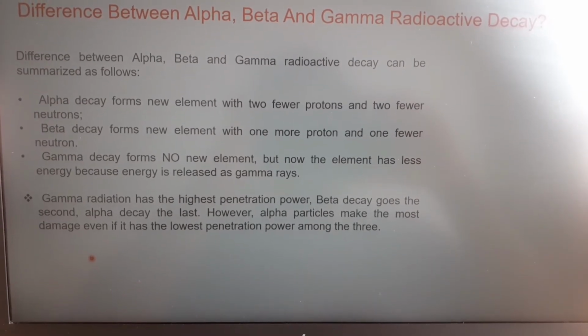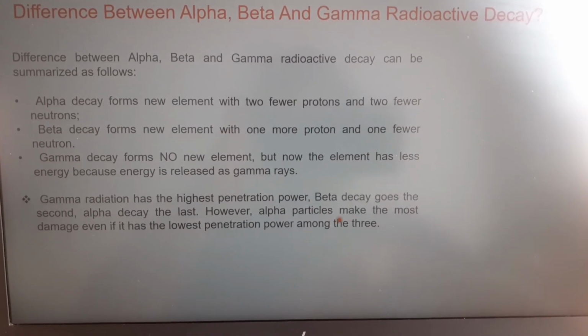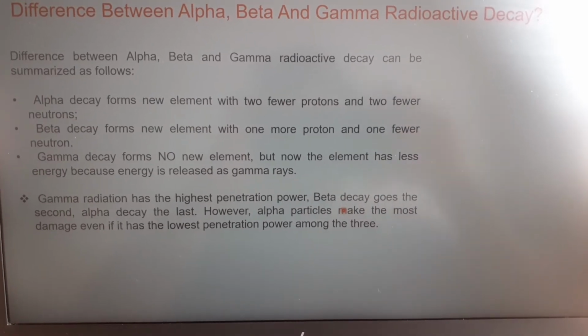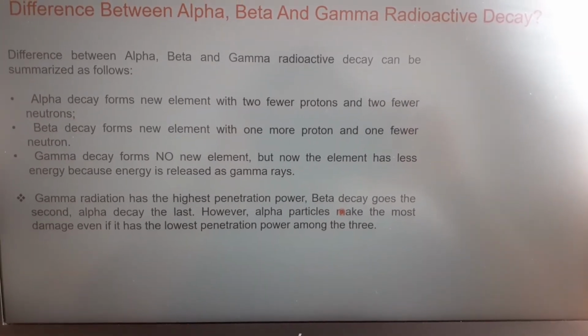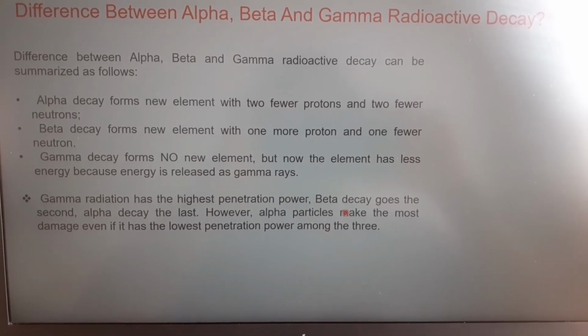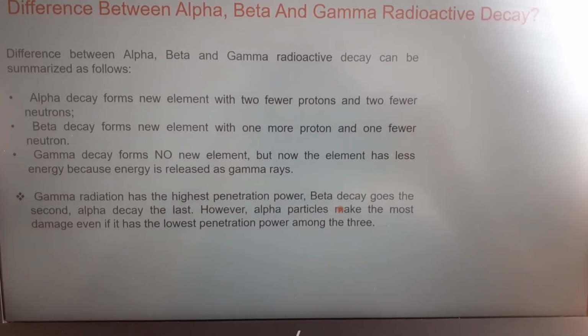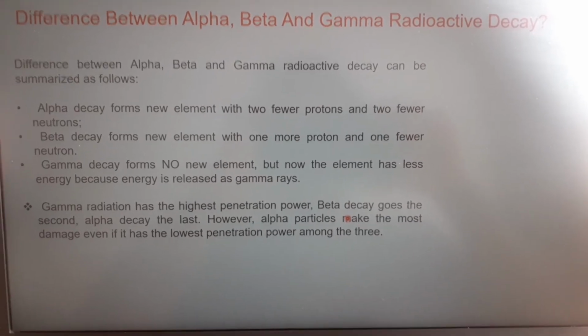The gamma radiation has the highest penetration power, as I mentioned. Beta decay goes second and alpha decay is last. However, alpha particles also do the most damage, even though they have the lowest penetration power among the three.